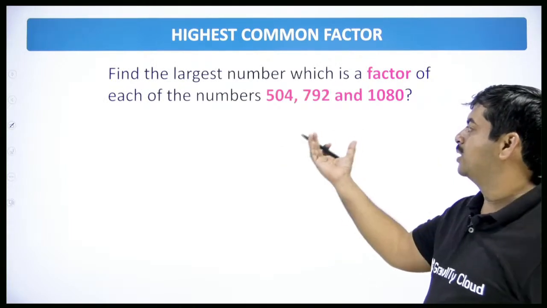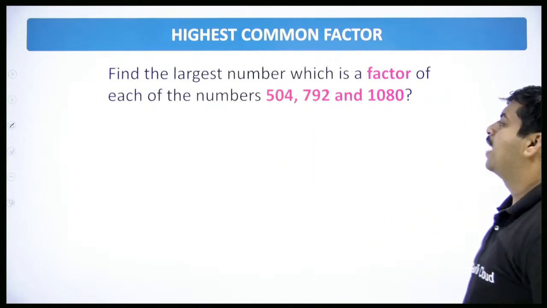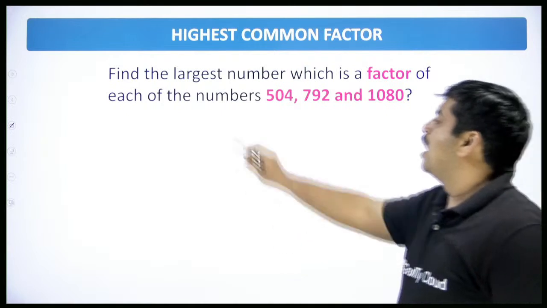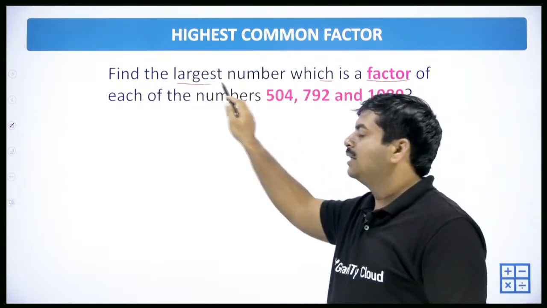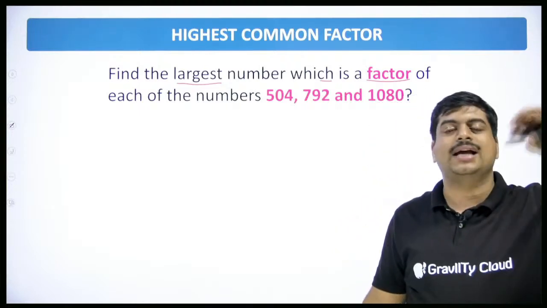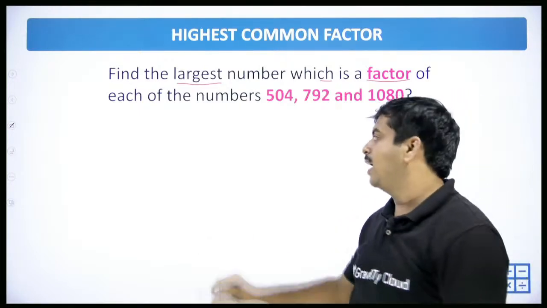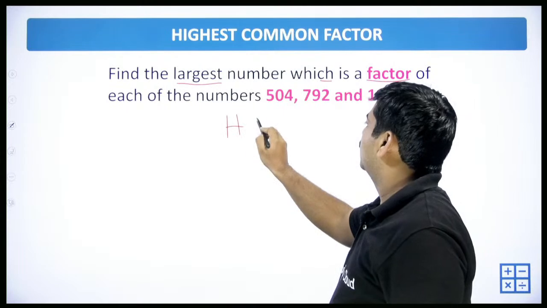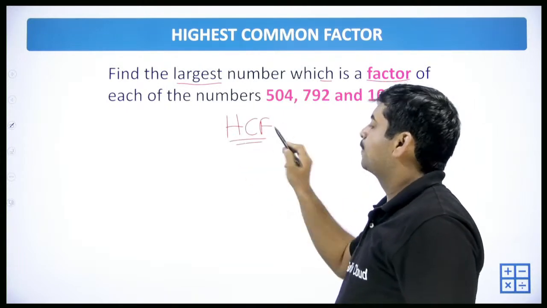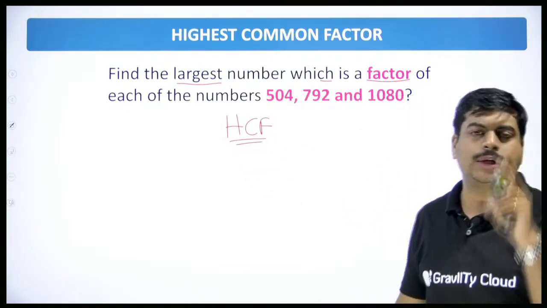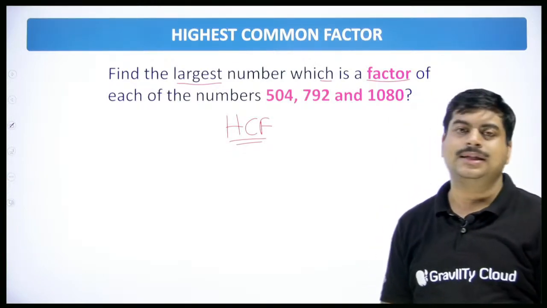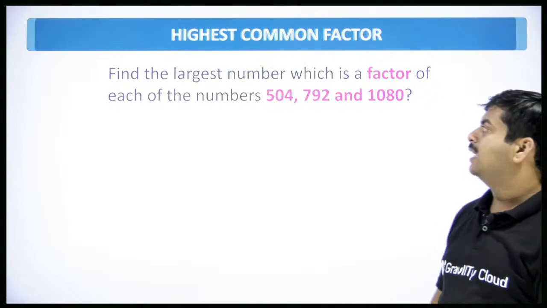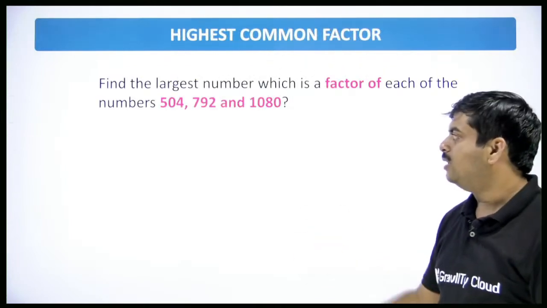You have more questions. Find the largest number which is a factor of each of the numbers. Largest number which is a factor, again, that means the greatest or the highest. Simply, we need to find the highest common factor for all three. Whether it is 2 numbers or 3 numbers, don't worry. Just follow the same method and write the HCF. So the next one we're going to discuss.